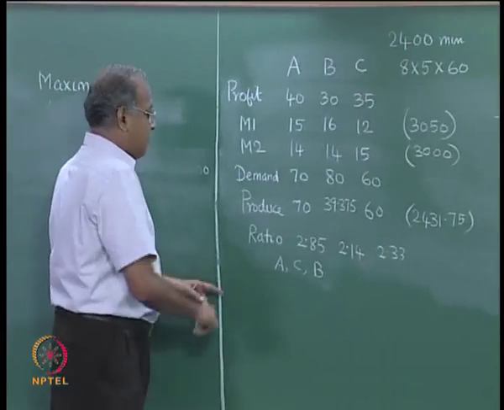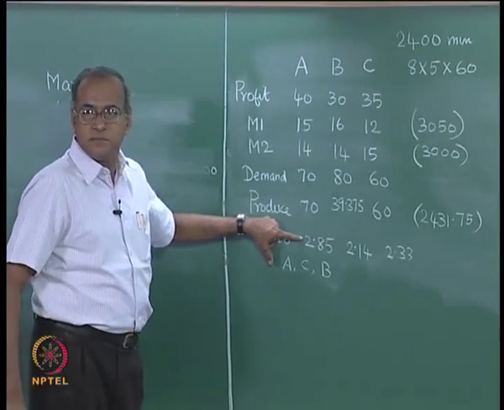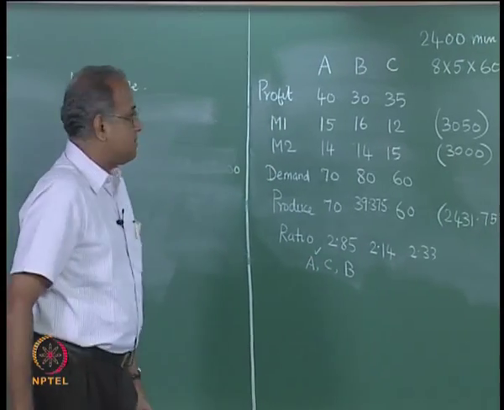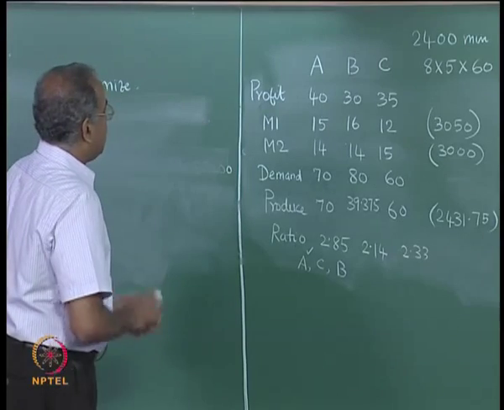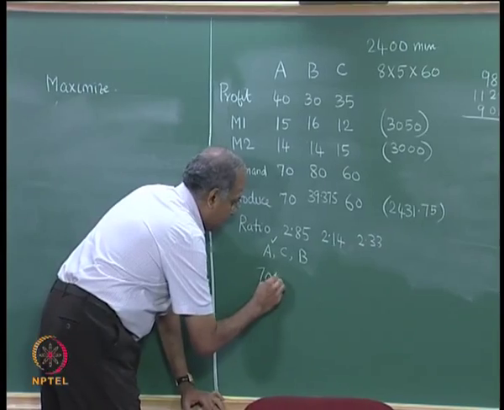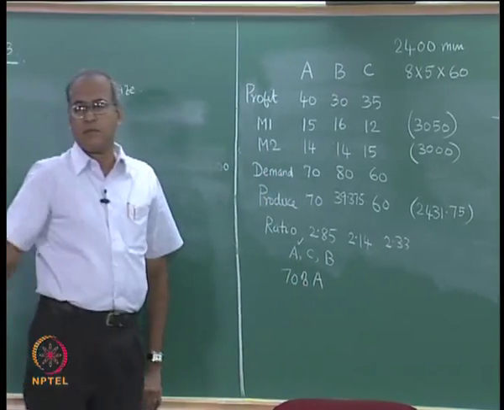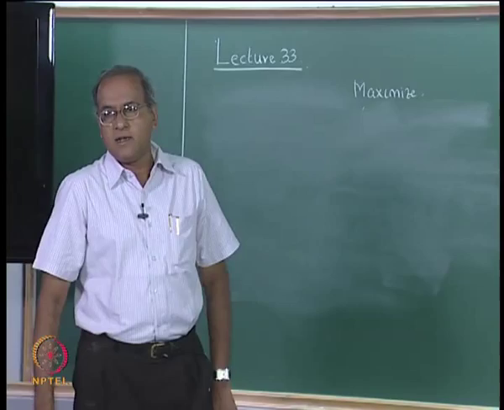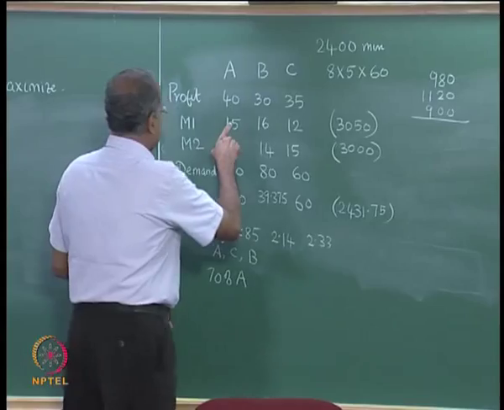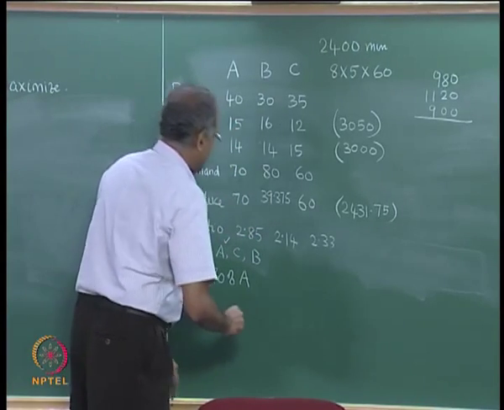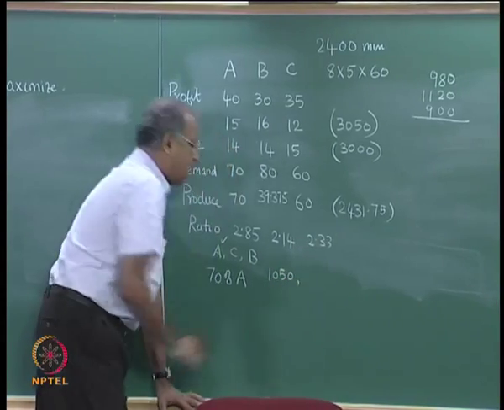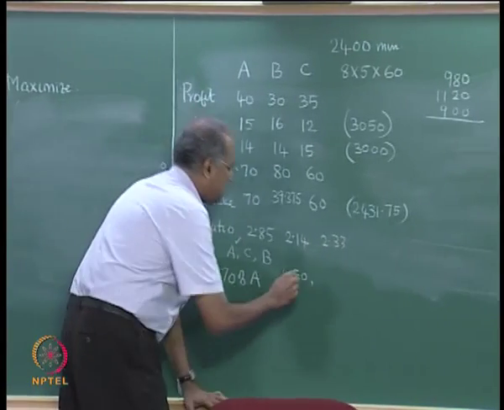So when we produce A first based on this ratio, A's requirement will be 70. So produce 70 of A. Now we could go back and say that the demand on both the machines, so demand on M1 is 15 into 70, 1050, and demand on M2 is 980.